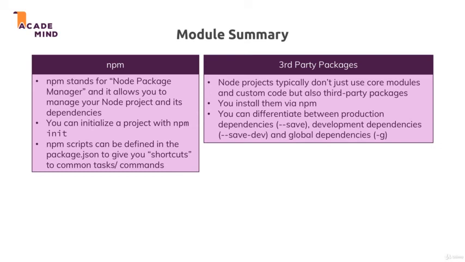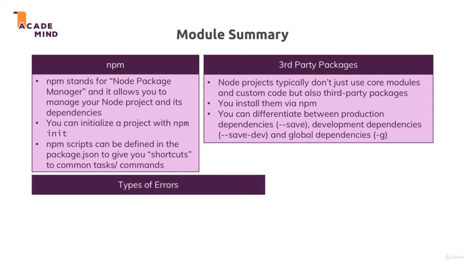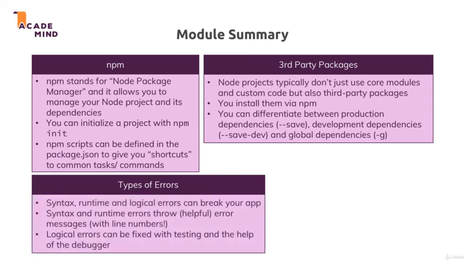Speaking of errors, well, in your code you often have errors. That is absolutely normal. And there are different types of errors you can have a look at. Syntax, runtime, and logical errors are the three categories of errors I identified. Syntax and runtime errors at least throw a hopefully helpful error message, and you should read these messages and look at the line numbers they give you, because that often helps you find out what went wrong and how to fix this.